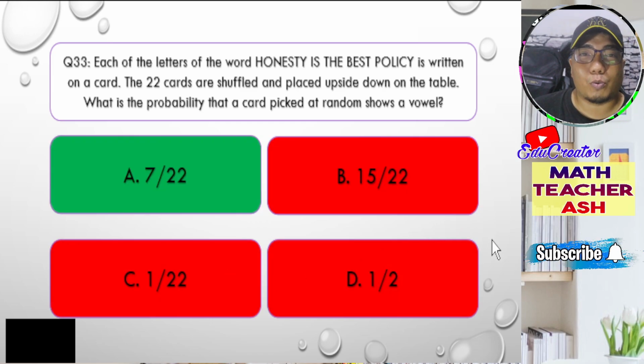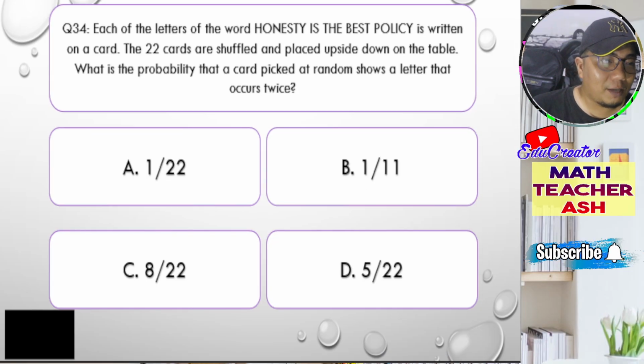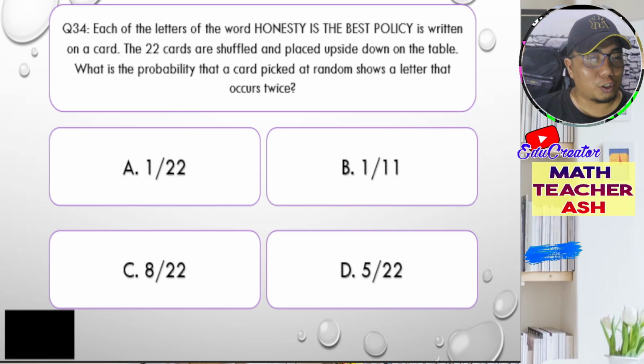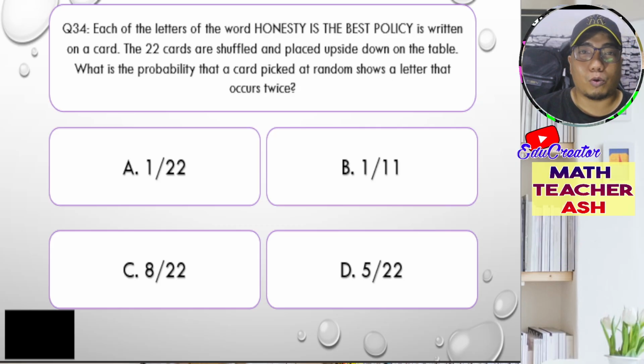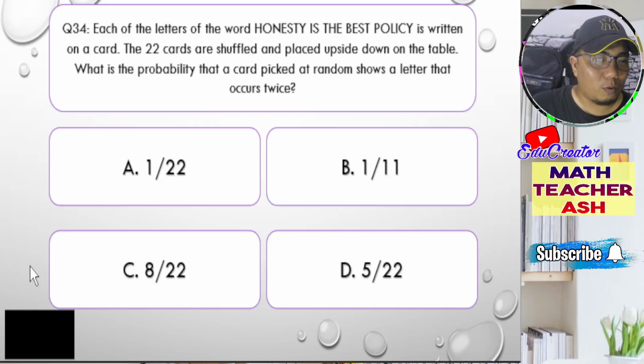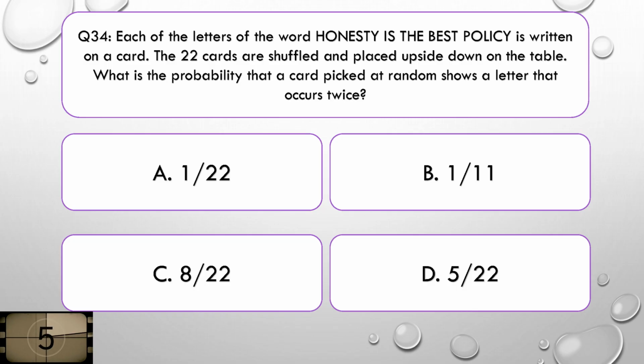Now, let us go to question number 34. Okay, it's the same scenario, but we have a different question. What is the probability that a card picked at random shows a letter that occurs twice? Is it A, 1 over 22, B, 1 over 11, C, 8 over 22, or D, 5 over 22? I'll give you 5 seconds to think about your answer.